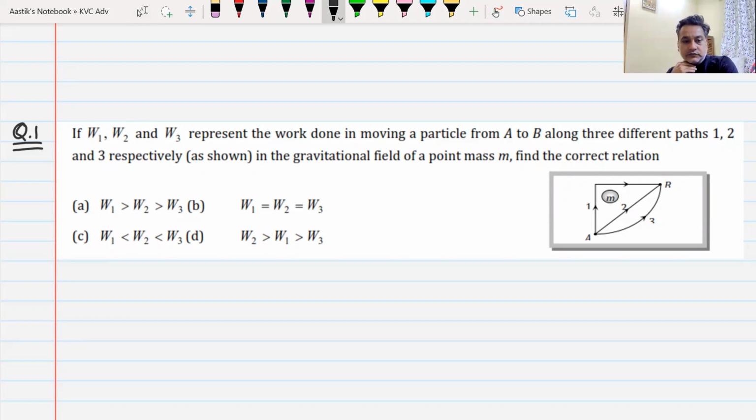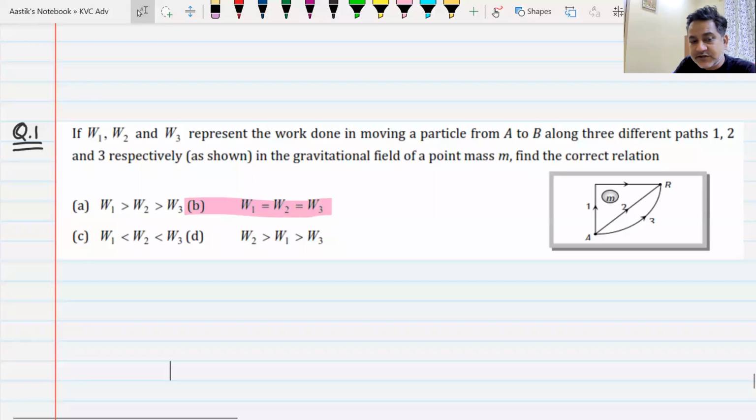The answer is B. Gravitational field is a conservative field. Gravitational force is a conservative force. Work done by or against any conservative force will be independent of the path. Do we understand this? Yes or no? Yes, sir. Okay. Now, this is all about conservative forces that we must remember. So the correct option here is B.